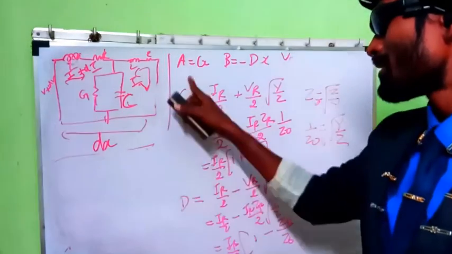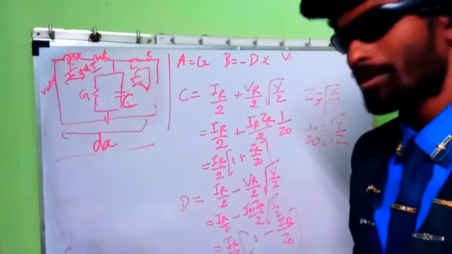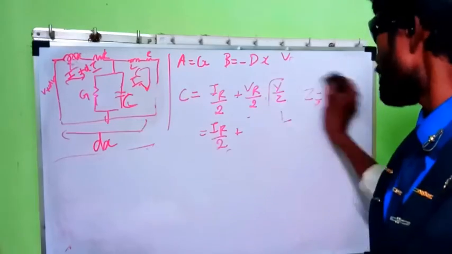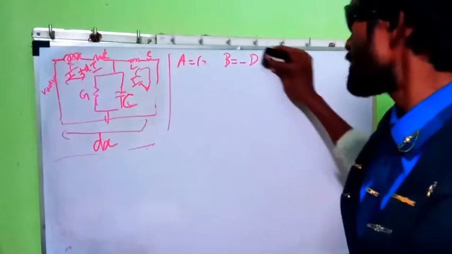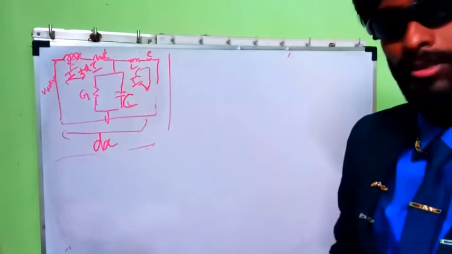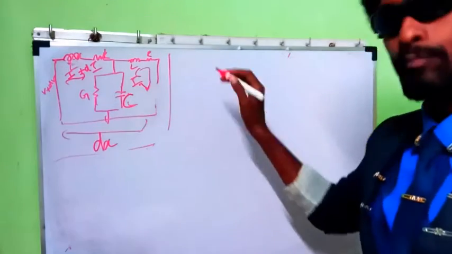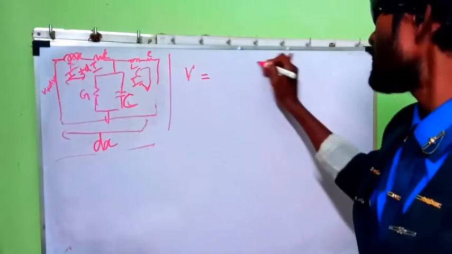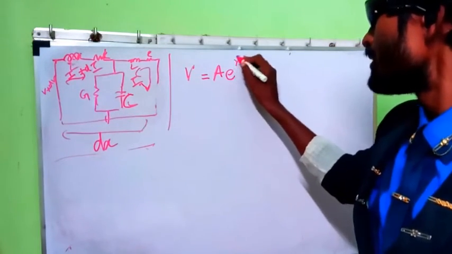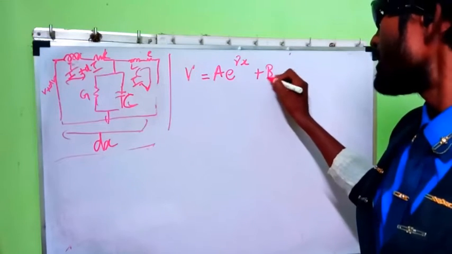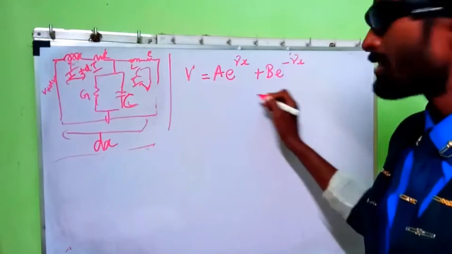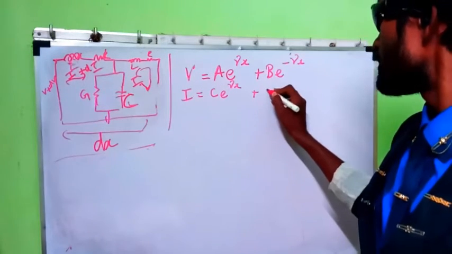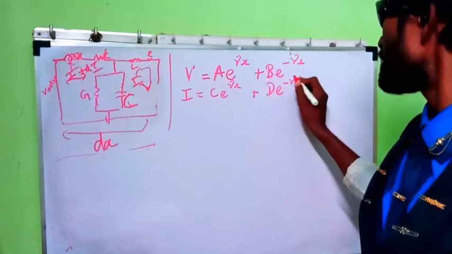Now what I did, we got the A, B, C, D, everything derived, right? Now I'm just going to completely wrap off this one and write a simple equation. You know the previous equation, right? We want V and I. So you know the V equation. What's V? V is A into e power psi x plus B into e power minus psi x. And what's I? I is C into e power psi x plus D into e power minus psi x.